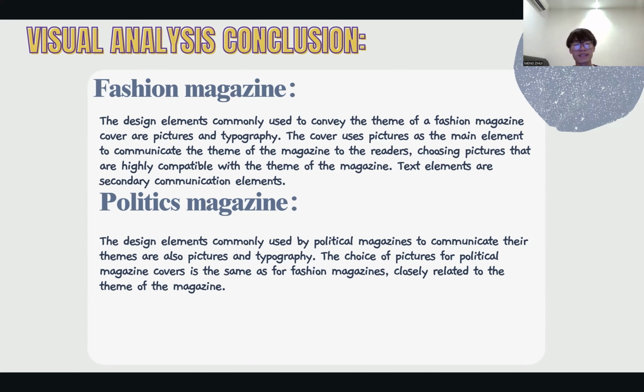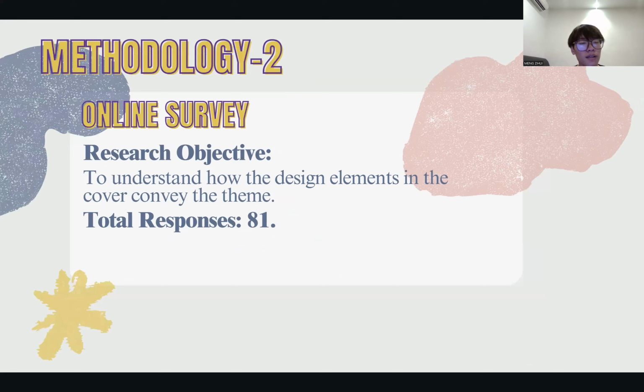So for political magazine, the design elements commonly used by political magazines to communicate their theme are also picture and typography. The choice of pictures for political magazine covers is the same as for fashion magazines, closely related to the theme of the magazine. So for my method 2, the online survey, the research objective is to understand how the design elements in the cover convey the theme. And I got a total of 81 responses.